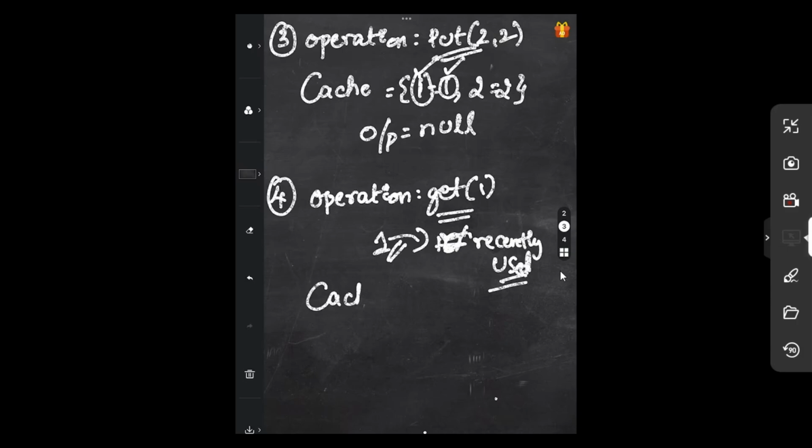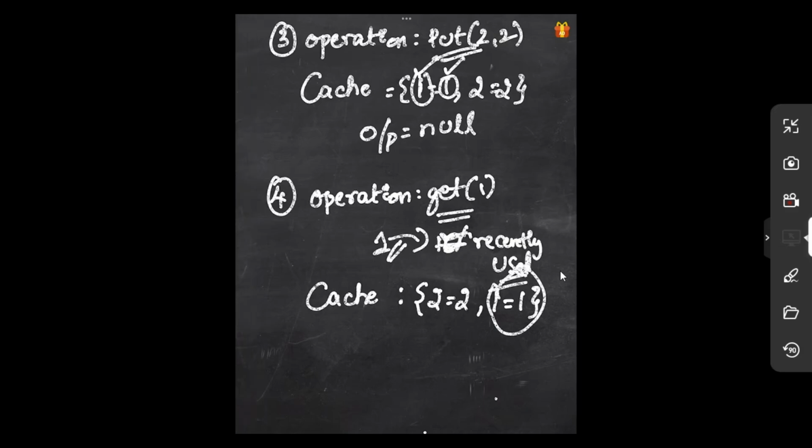So now what will the cache be here? Now the cache consists of 2 equals 2 and 1 equals 1 in this order, right? Now 1 is the most recently used one, and 2 is the least recently used. Before this, 2 was the most recently used. So the output when we retrieve will be 1 in this case.